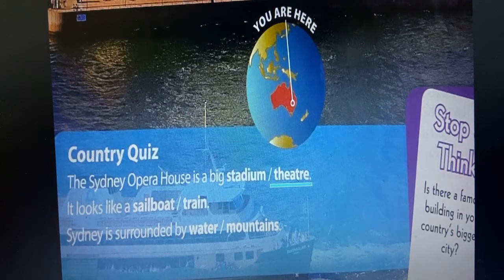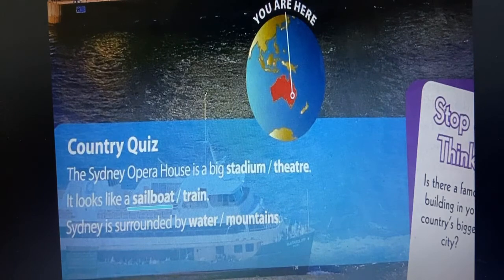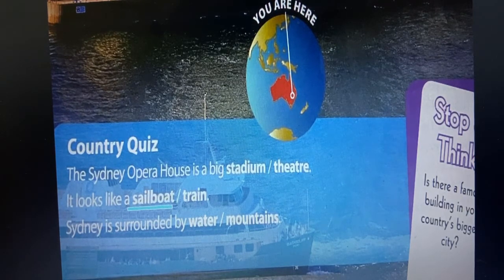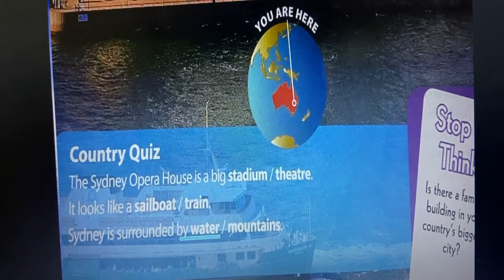Number 2, it looks like a sailboat or a train. Now it's obvious, it looks like a sailboat since it's surrounded by water. It doesn't look like a train, but it looks like a sailboat. So underline or circle the word sailboat. Number 3, Sydney is surrounded by water or mountains. It's so easy. Australia is an island, so it's surrounded by water, not mountains. So underline the word water or circle it.